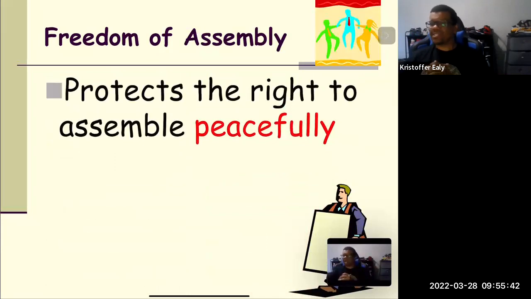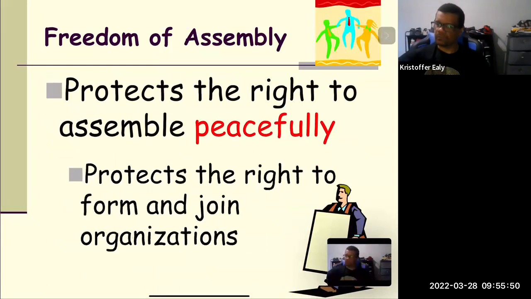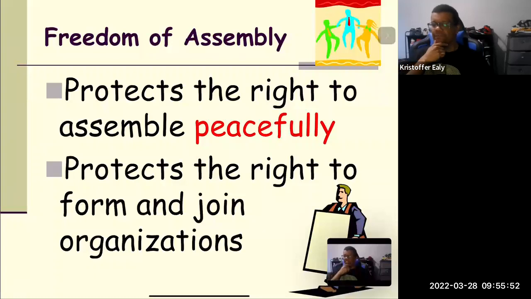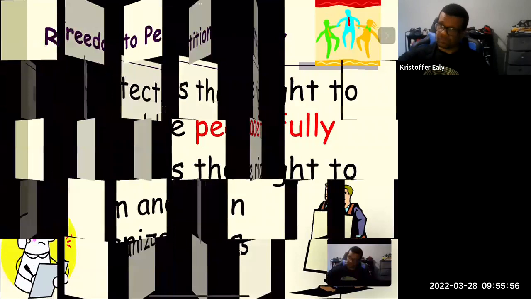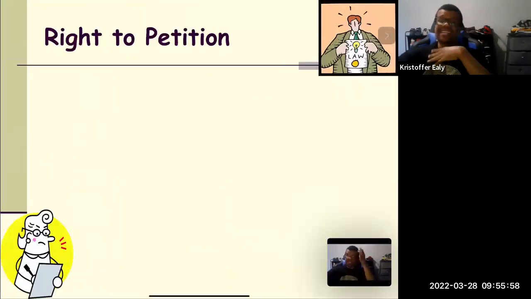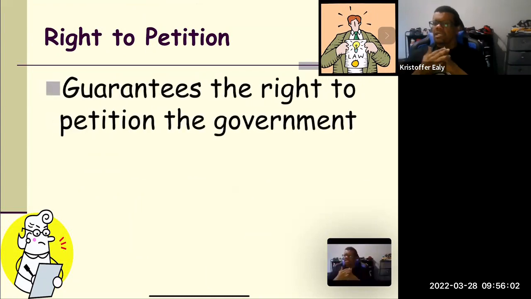So it protects the right to assemble peacefully. So we have that right to peacefully assemble. It protects the right to form and join organizations. The right to petition. It guarantees the right to petition the government.